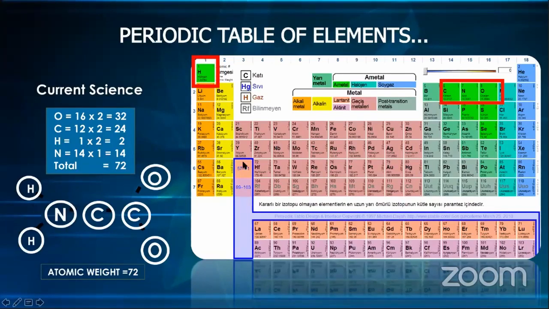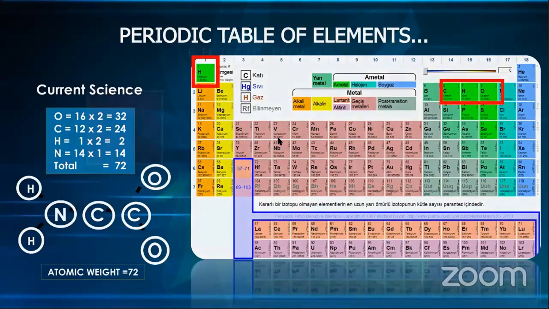The nitrogen here on the right side as well, this is 14. So the atomic weight of the nitrogen is 14. And we add all those atomic weights of every single element and it becomes 72. So this is the strength of this combination of elements, 72. So you will be able to understand how strong every element is, but you have to have this periodic table.